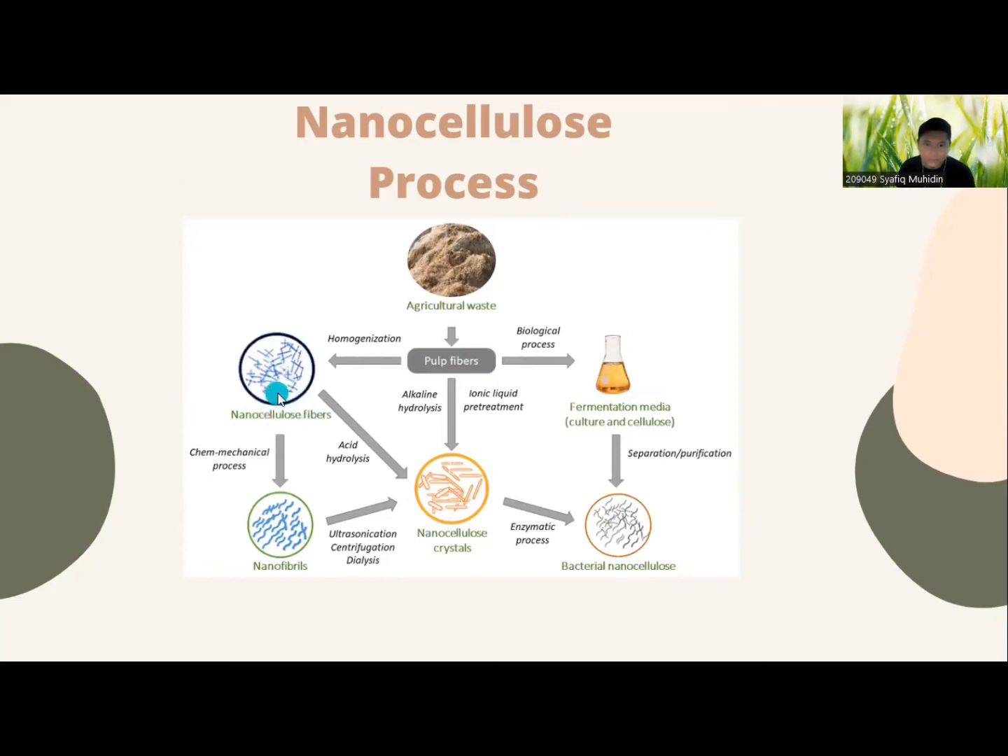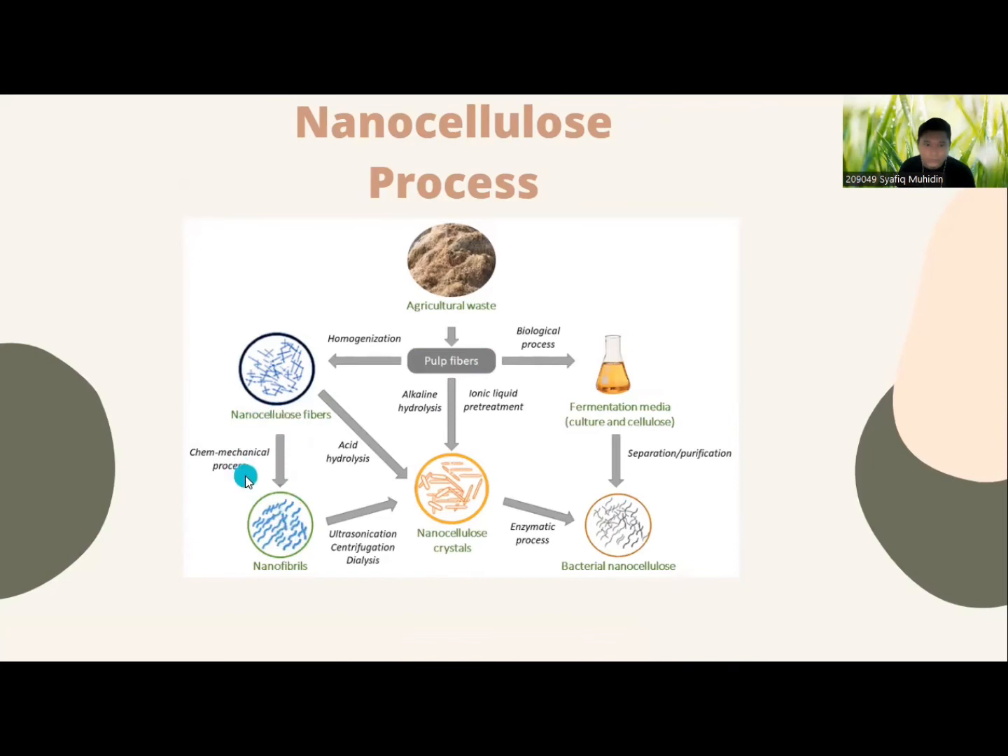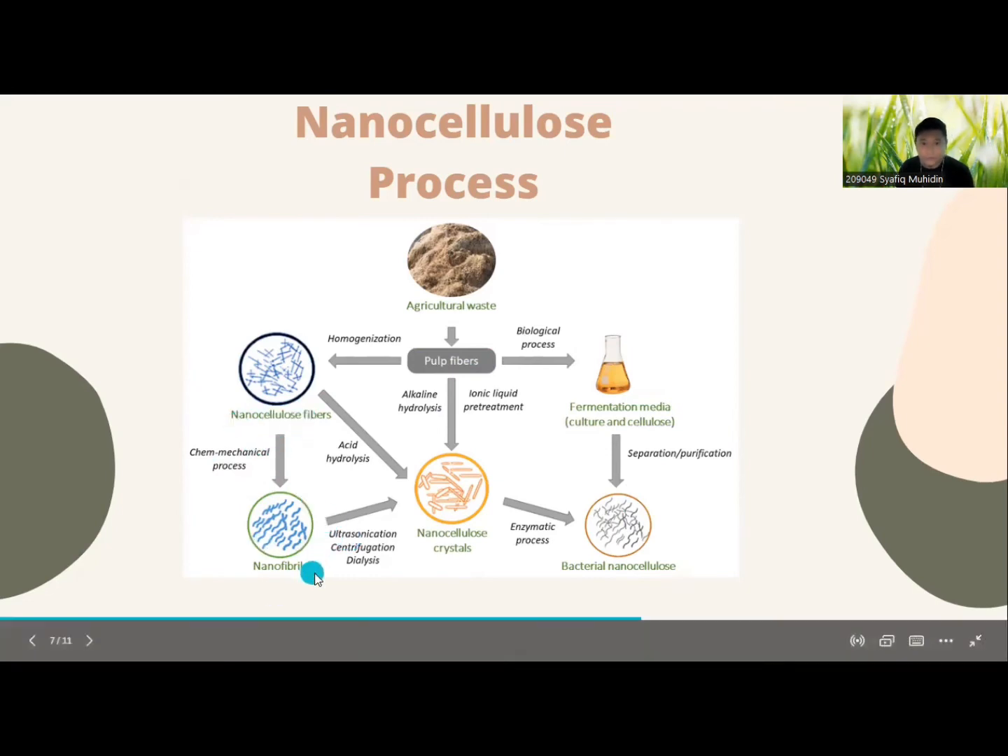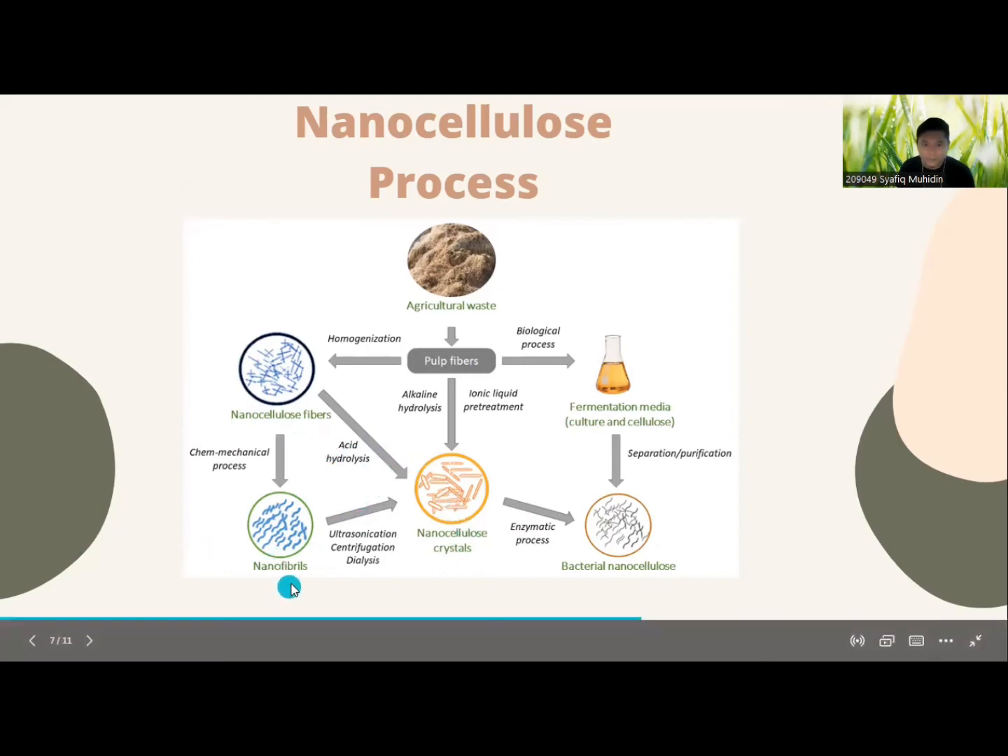When we get the nanocellulose fiber, we can also get nanofibril when we do the chemo-mechanical process. From these two bioproducts, we can also get the nanocellulose crystal using two processes. For the nanocellulose fiber, we use the acid hydrolysis process to get the nanocellulose crystal, and for the nanofibril, we use ultrasonification, centrifugation, and dialysis to get the nanocellulose crystal.